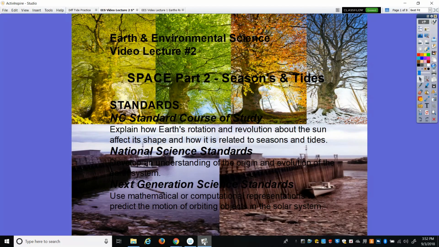Our standards for today are the North Carolina Standard Course of Study, which asks us to explain how Earth's rotation and revolution about the sun affect its shape and how it's related to seasons and tides. The National Science Standards challenge us to develop an understanding of the origin and evolution of our Earth system. And then, as always, our next generation science standards will be using mathematical or computational representations to predict the motion of orbiting objects in the solar system.